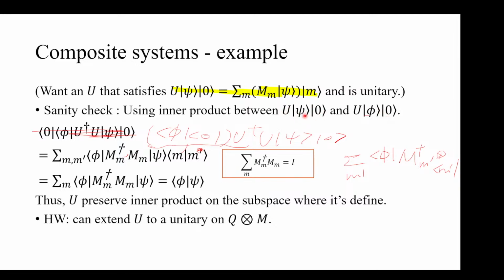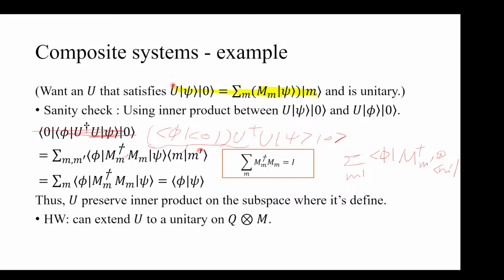So the inner product between psi 0 and phi 0 is preserved, because the inner product of those two was phi inner product with psi. And you see that after applying U, you still get this phi inner product with psi. Okay. And so the inner product is preserved where U is defined, because for now we only define U on those states that have the form psi tensor 0.